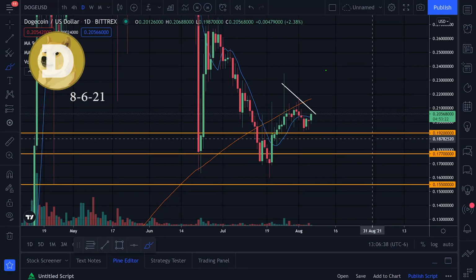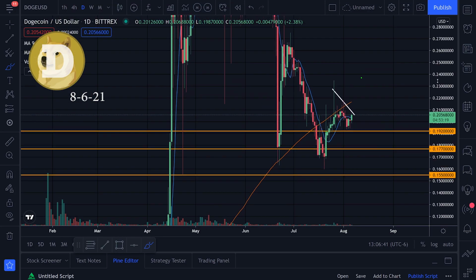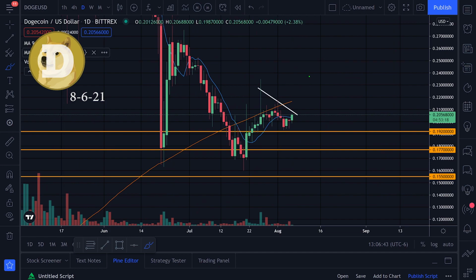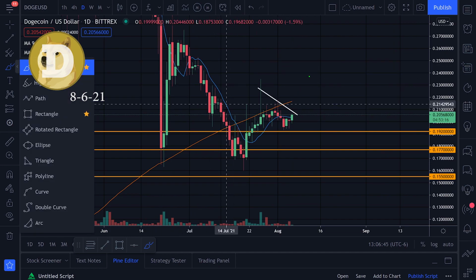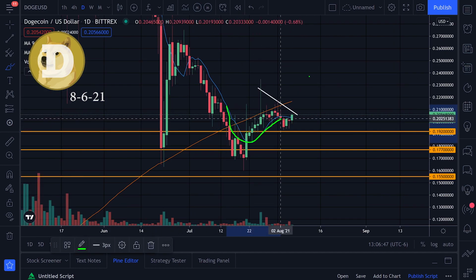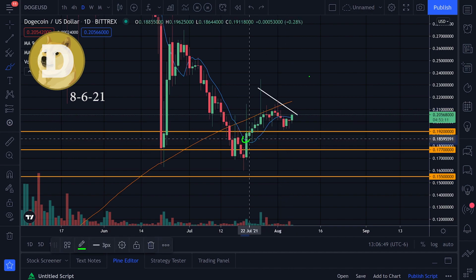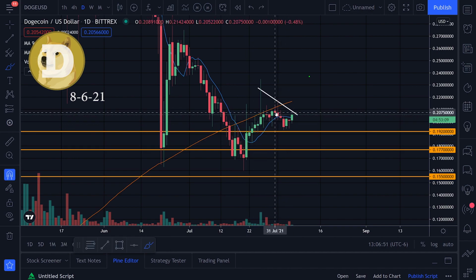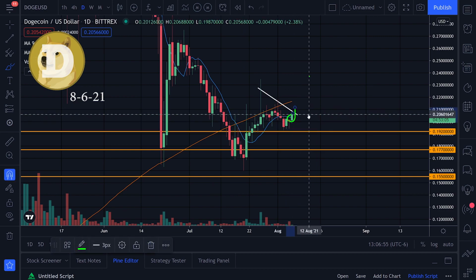Let's take a look at the chart action for Dogecoin. All right, so here's what I'm looking at on Dogecoin. I was looking at this daily time frame and the 9 moving average right here. We had broke above the 9 moving average right here going to the upside, and then we broke below it right here. It looks like we're breaking back above it again.